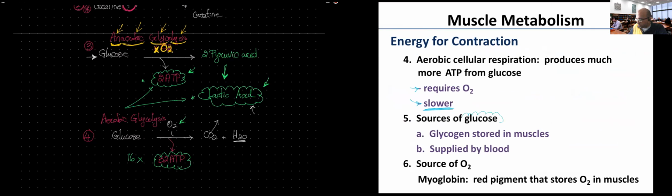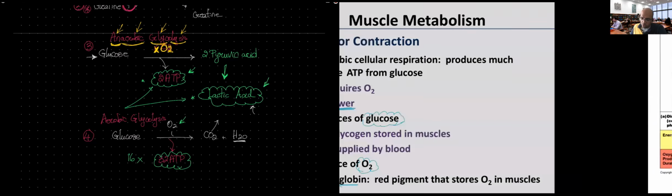Sources of the glucose that you're breaking down: first, I have the glucose stored in the muscles in the form of glycogen, and the glucose supplied from the blood. The source of oxygen is going to be the myoglobin inside your muscles, and as well the hemoglobin from the red blood cells.